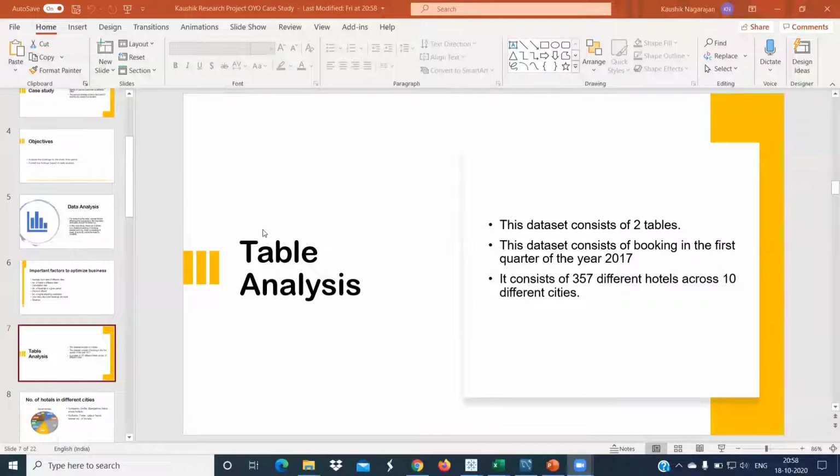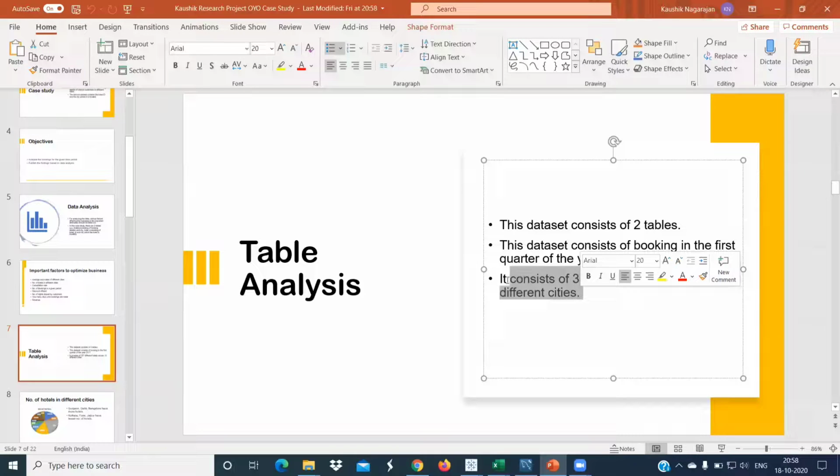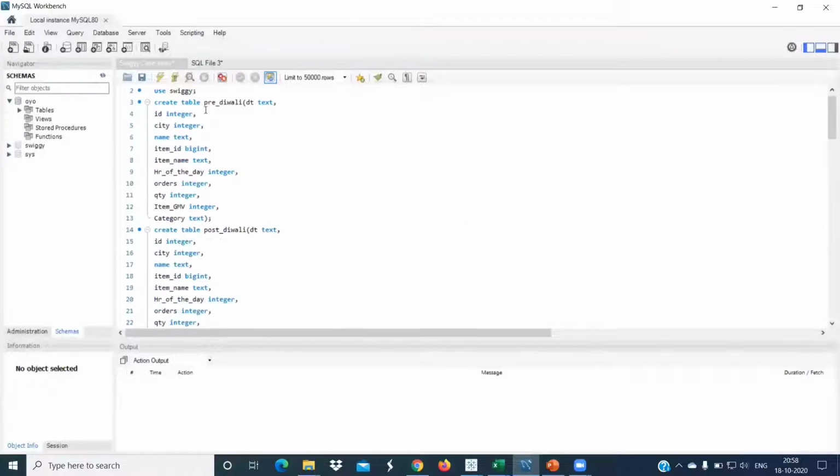Moving on to table analysis. This dataset consists of two tables. This dataset consists of bookings from the first quarter of the year 2017, that is bookings from January 2017 to March 2017. It consists of 357 different hotels across 10 cities. So how this line was obtained is, it was obtained by running two SQL queries, which I will demonstrate here.